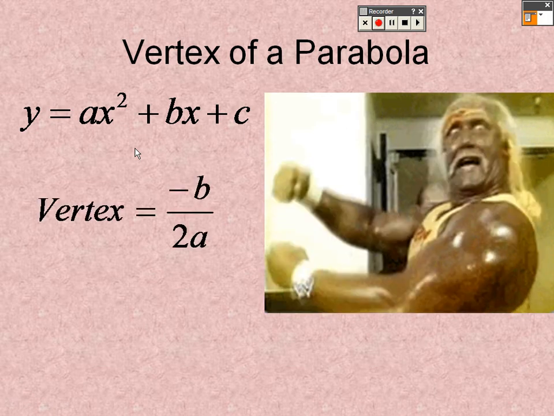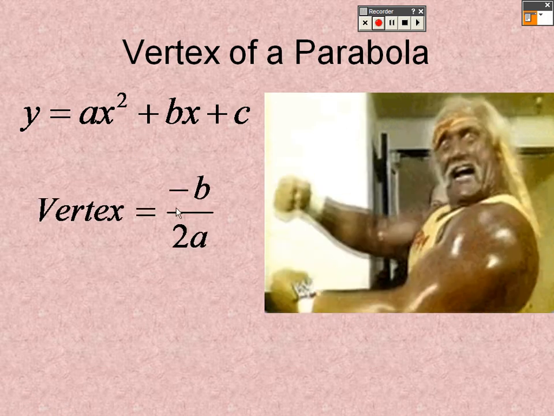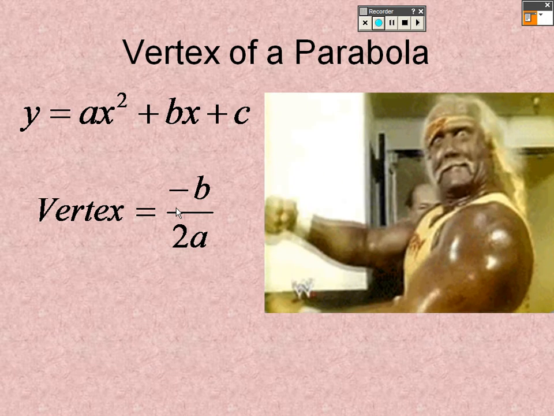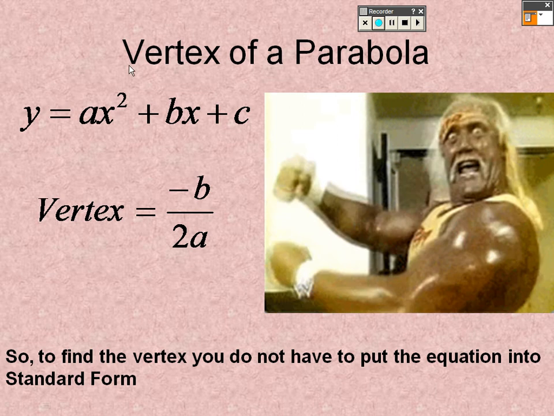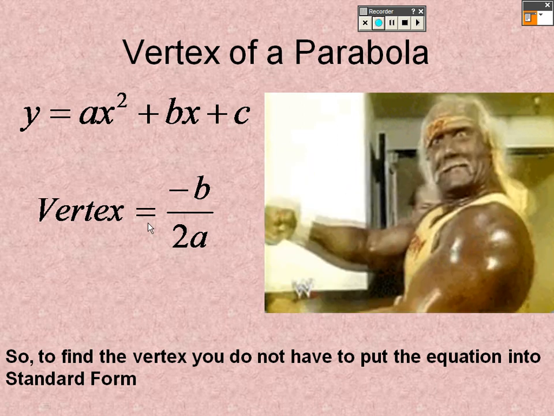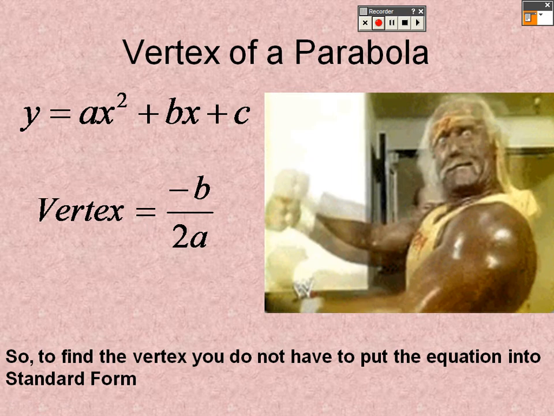And the formula for that is negative b over 2a. To find the whole vertex point, you need to take this answer and plug it in for x to find out what your y point happens to be as well.